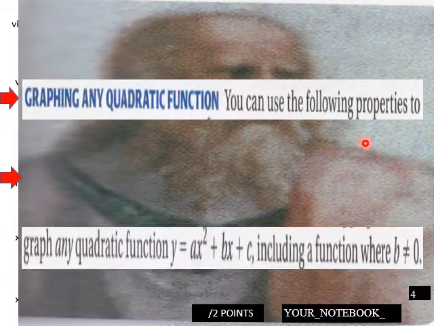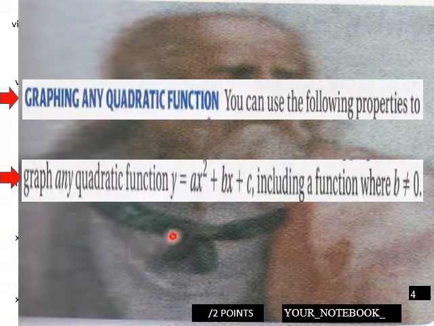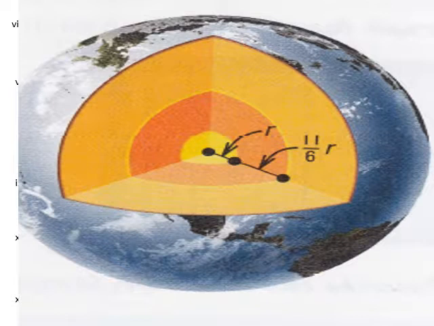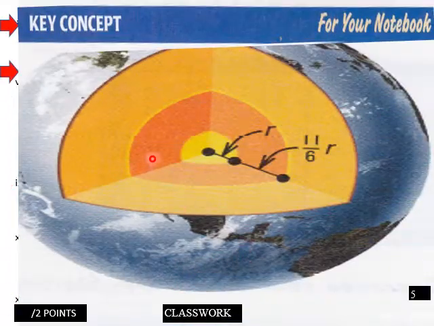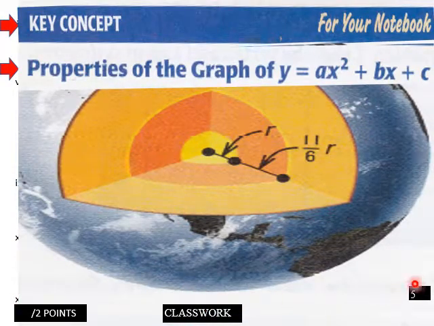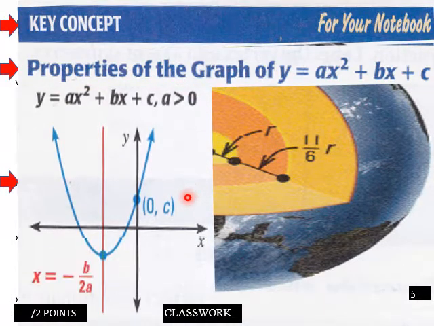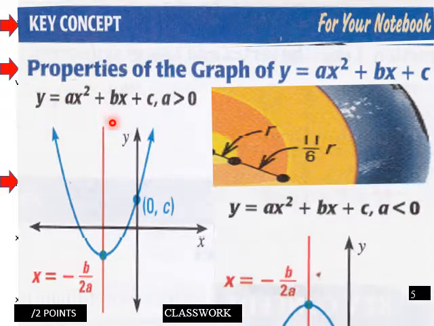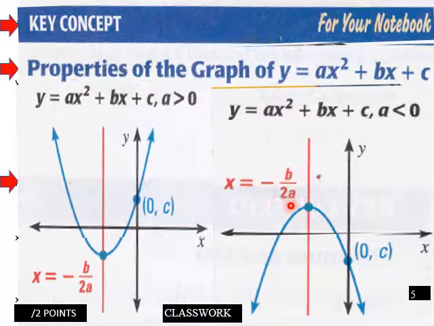Graphing any quadratic function: you can use the following properties to graph any quadratic of the form y equals ax squared plus bx plus c, where b cannot equal 0. A key concept, classwork sheet page 5: properties of the graph of that form. Negative b over 2a will be the x coordinate of our axis of symmetry. You know the parabola will go upwards when a is greater than 0. When a is less than 0, the parabola is pointed downwards. We know that much.